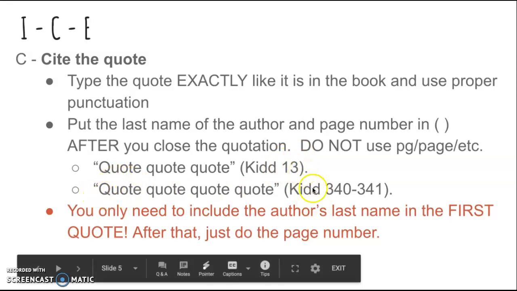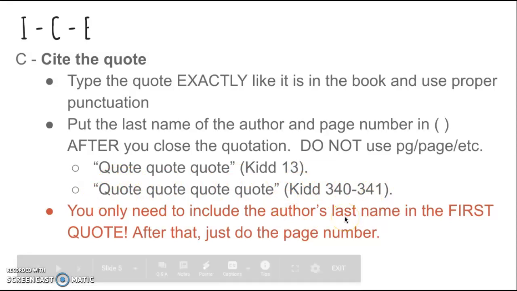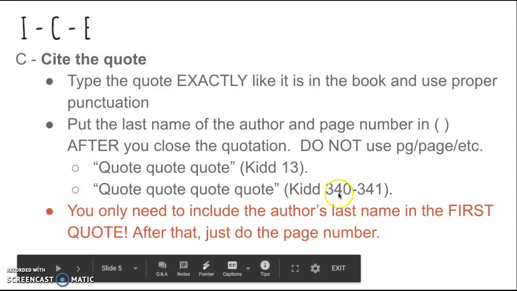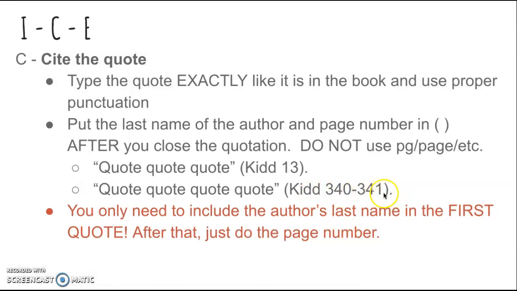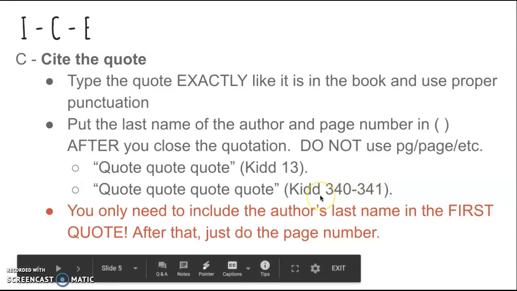Here's another version of it with a series of pages. Say the quote goes from one page to another. You'll write Kidd, 340 to 341, close parentheses, period. Again, no commas, no periods in the middle, no numbers.